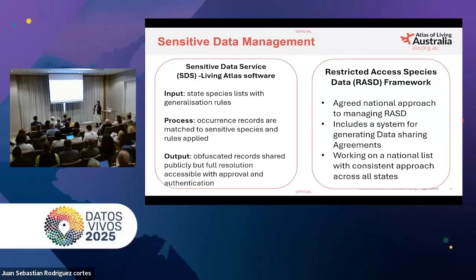As we've been looking at how to redevelop that software, we've been working on this thing we call the Restricted Access Species Framework, whereby we've been trying to get all the states to agree on a national approach to these problems. They all obfuscate different species differently and have different approaches. A cool thing we've done as part of that is build a system that will generate data sharing agreements. Given a metadata statement about sensitive data that's available, someone can request access, that access can be given, and there's a DocuSign system, and a sharing agreement can be spat out. And so that's been a lot of great work.